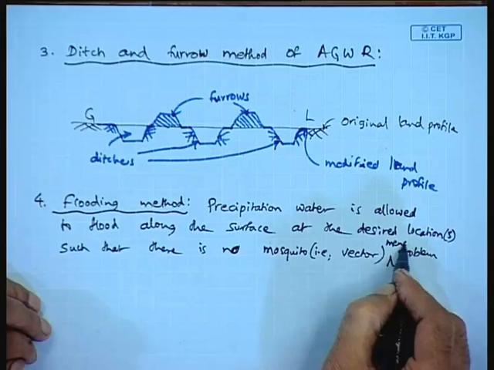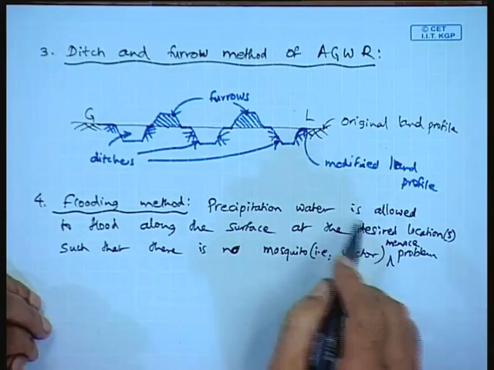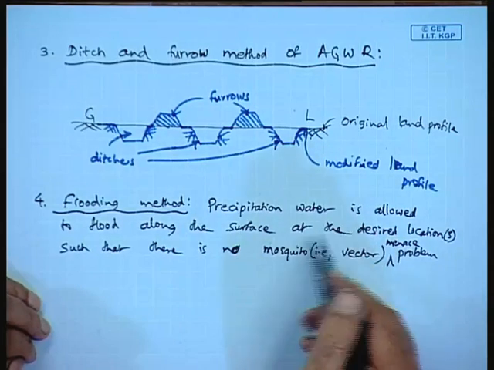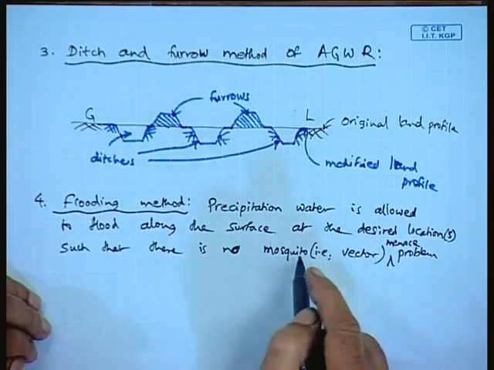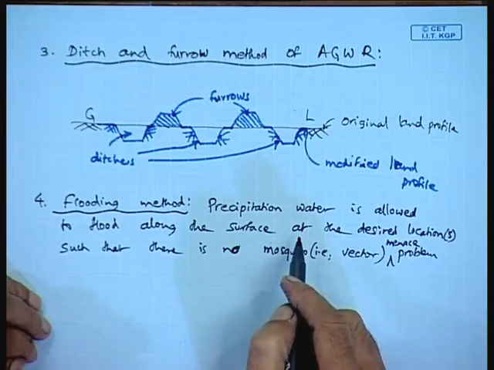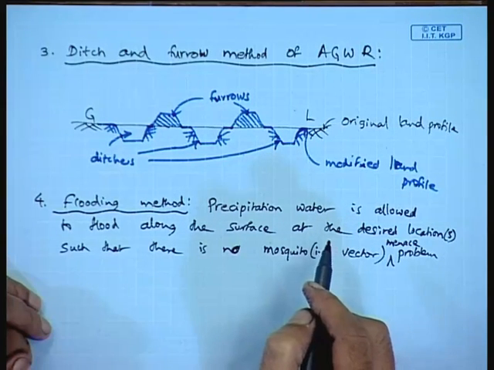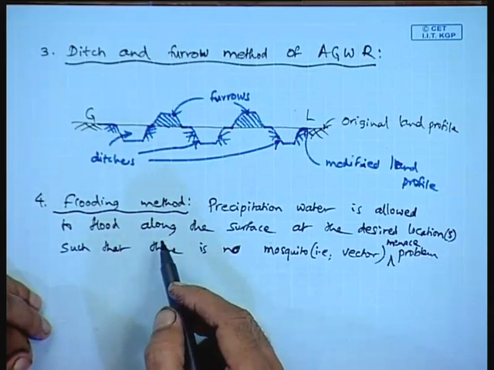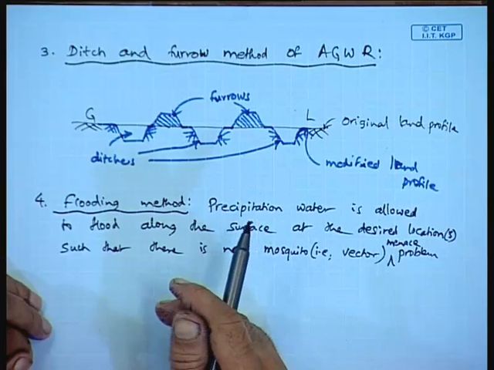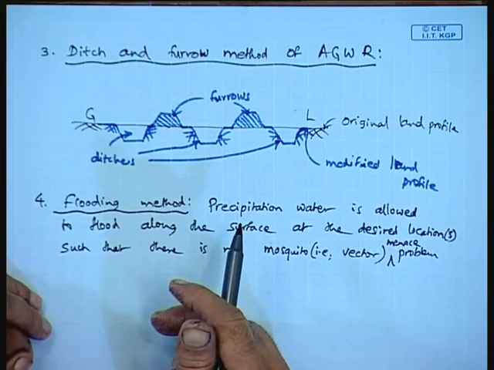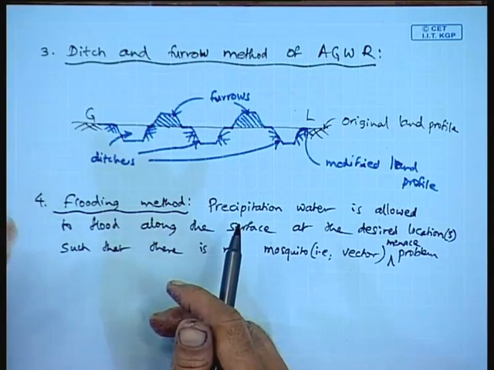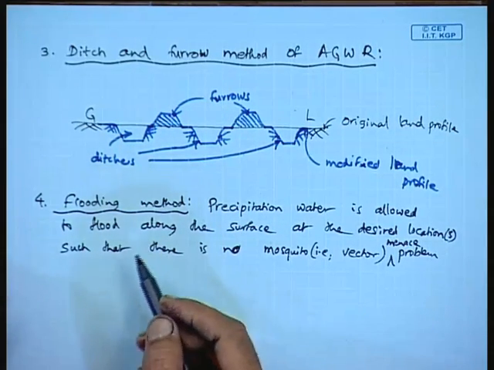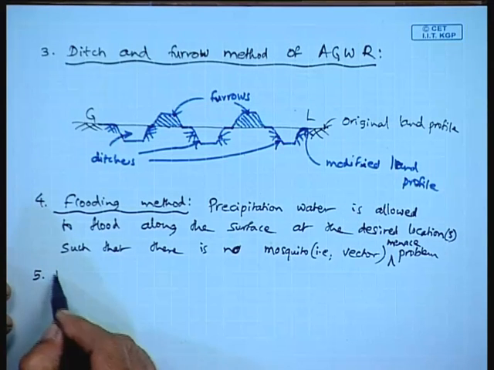Mosquito menace problem. So by doing this, we may adopt various methods so that flooding is there, but at the same time there is no growth of mosquitoes and undesirable organisms. Once the water is allowed to flood, it automatically flows by gravity in the vertically downward direction, and thereby artificial groundwater recharge is achieved. So next is the irrigation method.